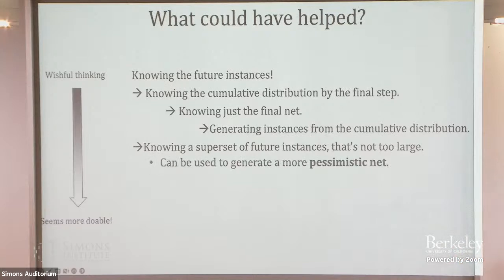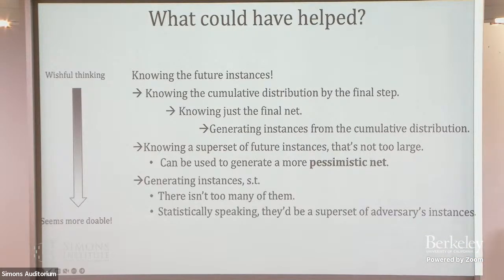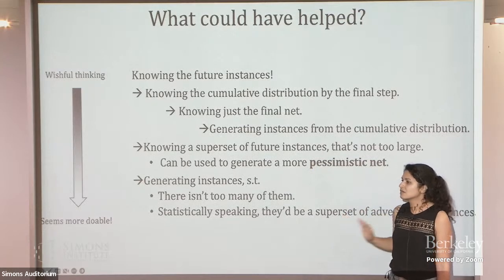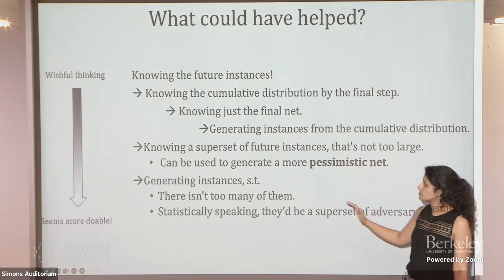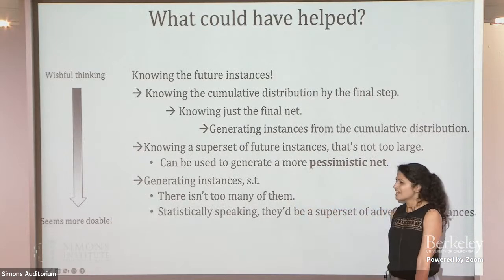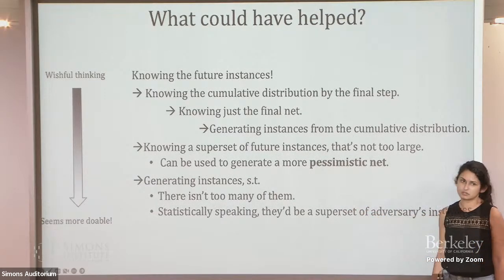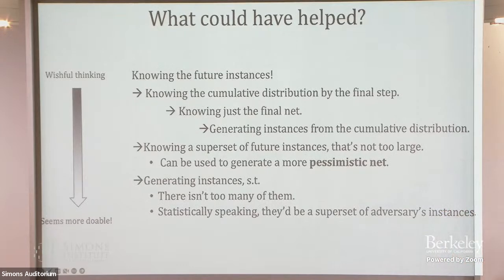Because if I had a superset of instances in the future, I could use it to create some kind of a pessimistic net. And it would have become more and more pessimistic the larger the superset. In fact, really what I care about is I just care to be able to generate instances that look like they would have been the superset of future instances. What do I mean? I really mean that I just want to be able to generate a bunch of instances, not too many of them. And sort of statistically speaking, I could have imagined a world that they would have been a superset of the adversary's points. Okay, I have weakened my wishful thinking to the point that is exactly essentially what you're going to show.